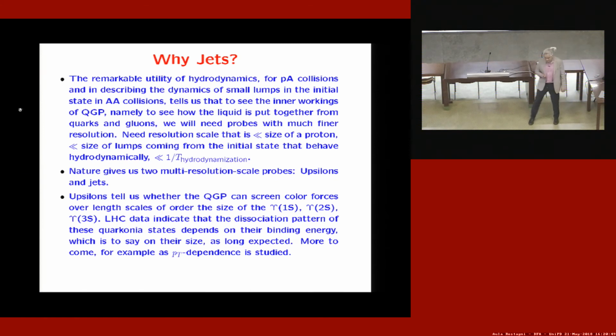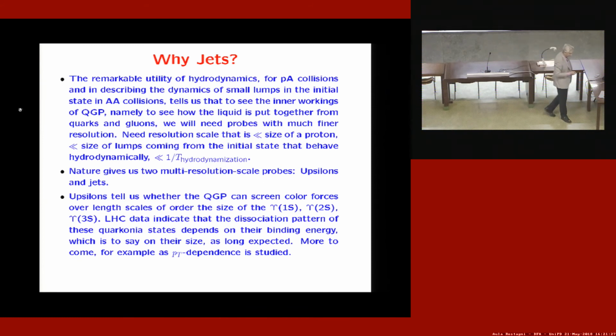So this then is what leads us to jets. We need a microscope that allows us to study the microscopic structure of this liquid, to see its inner workings. We need probes with much finer resolution than half a Fermi. And nature gives us two potential multi-resolution probes. We don't get to bring our droplet of stuff to an accelerator elsewhere. We have to use as probes things that are made in the same collision that makes the stuff. So you collide two nuclei, you make a droplet of liquid, you have to look for collisions where the microscope was made in the same collision.